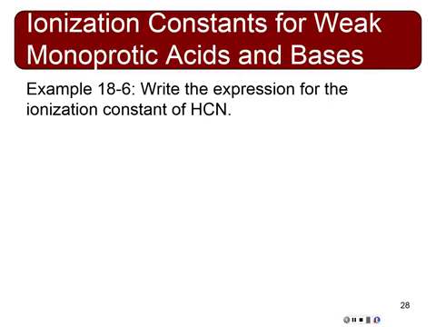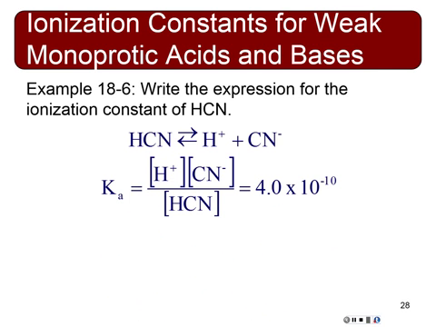You can put it in water if you want to, it doesn't really matter to me. It's understood that it's in water. So if we want to write out Ka for this, we take product over reactants. We don't put water in there, so it may help you to not write water in the equation. So Ka is equal to H plus concentration times the cyanide concentration, all over the concentration of HCN.